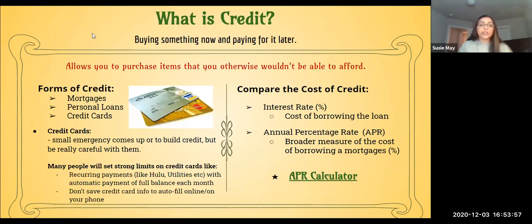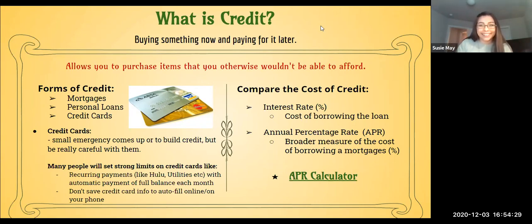And many people put strong limits on credit cards. So recurring payments, they might have their credit card set up to pay those recurring payments, like streaming services or your utilities. And a good rule of thumb, guys, is please don't ever save your credit card information on those fill-in-the-blank save your credit card information things when you're shopping. I know it's super convenient, but it just makes life a lot easier for the hackers, and let's not do that.